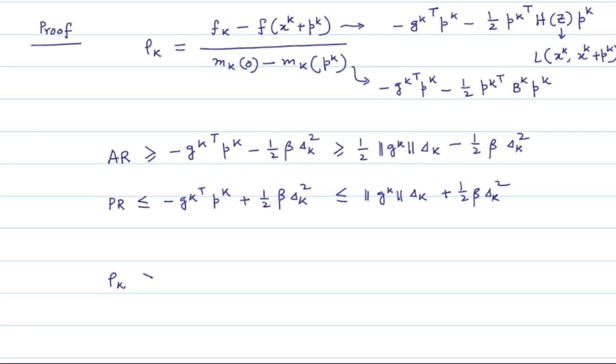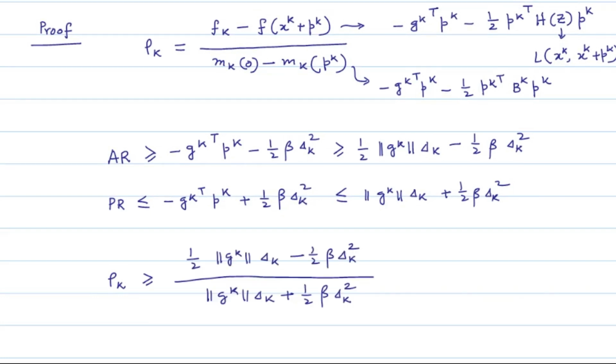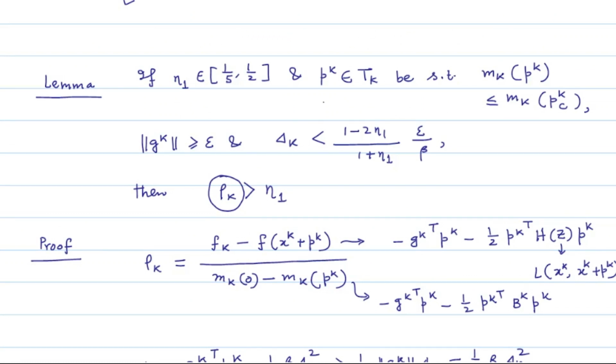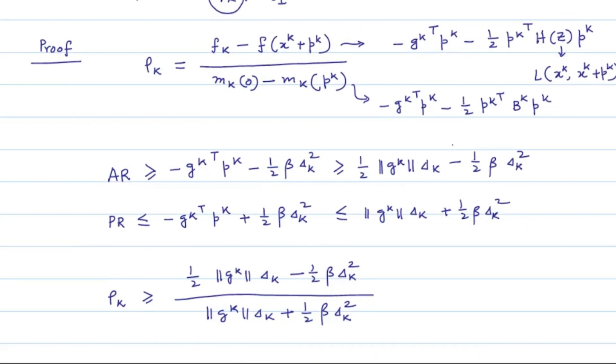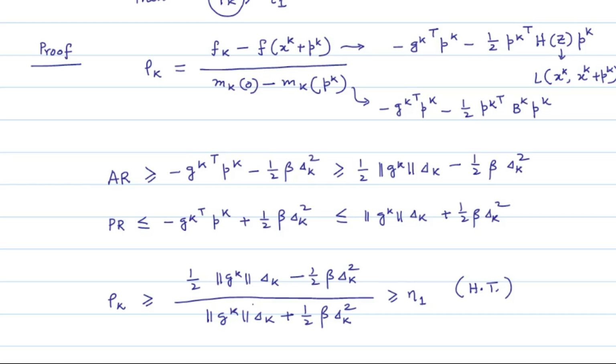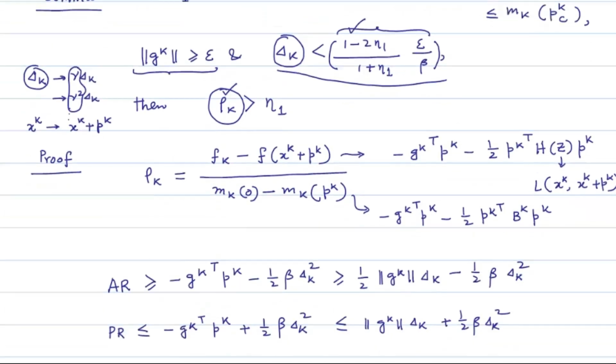Now we notice that, and therefore rho k is greater than or equal to, which with the help of the inequality for delta k can be proven to be greater than or equal to eta 1. I am keeping it as a home task. You please try to prove it. This result is confirming a very interesting fact, that is the next lemma.